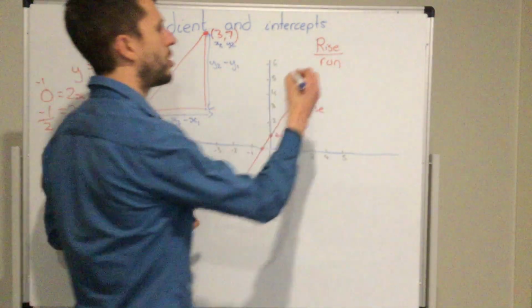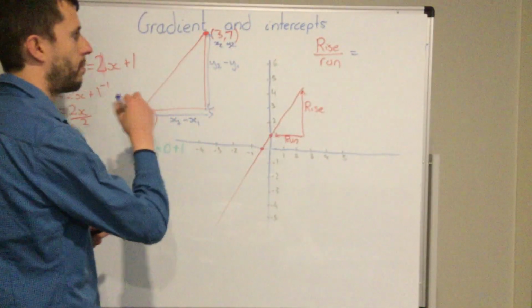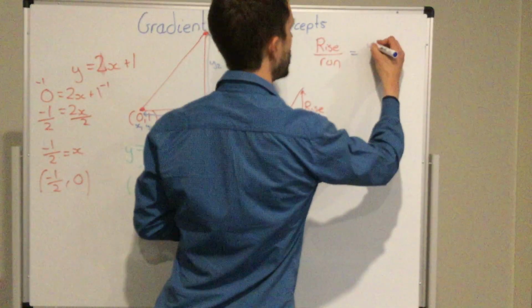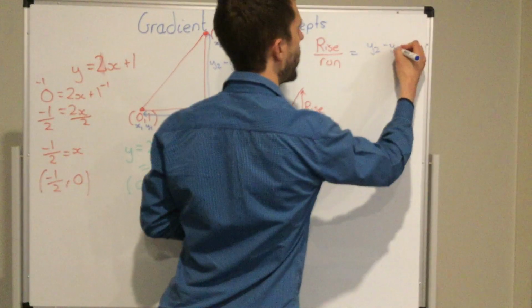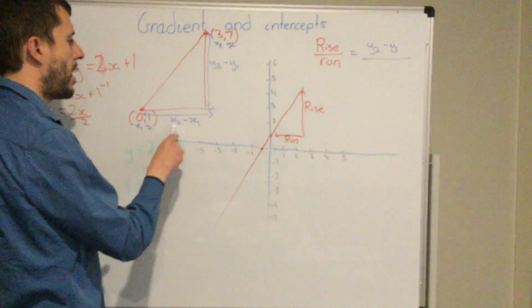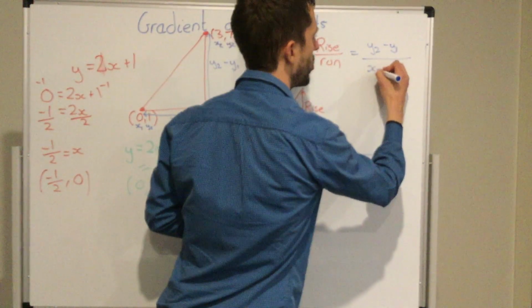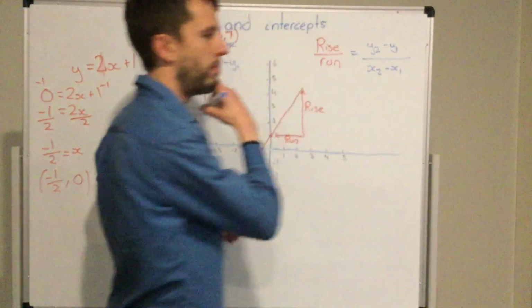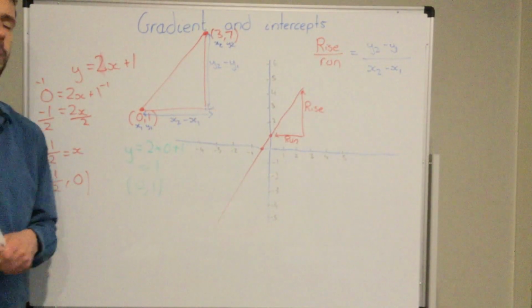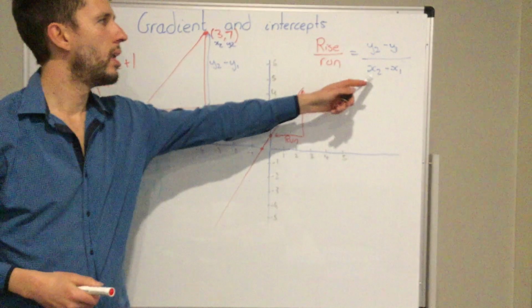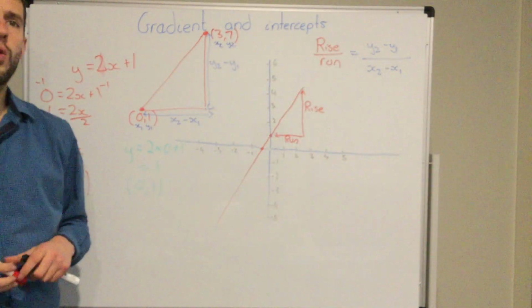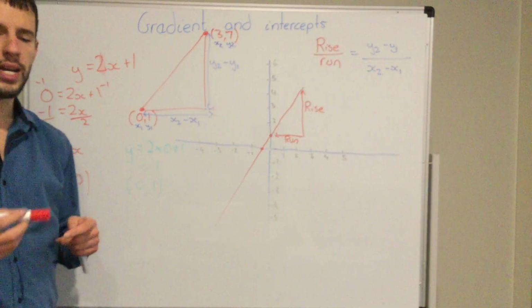So that links into our equation. Rise is y2 take y1, and run is x2 take x1. So that is our equation to find the gradient.